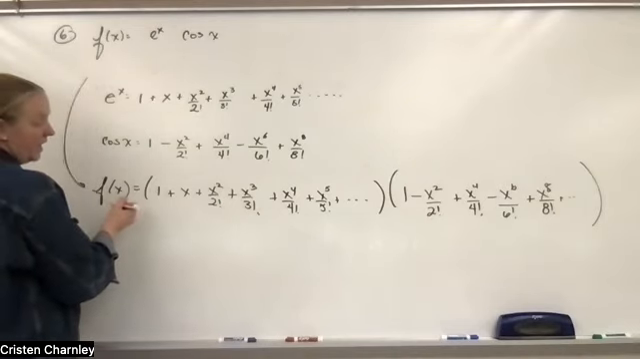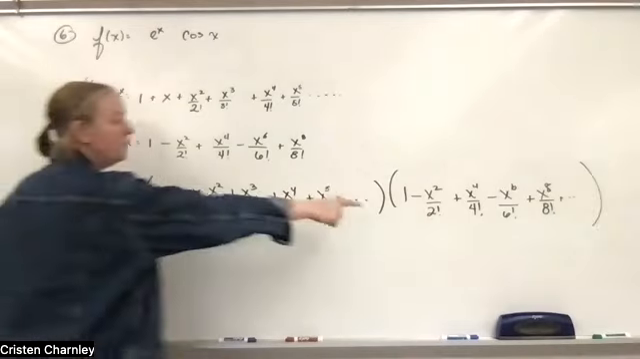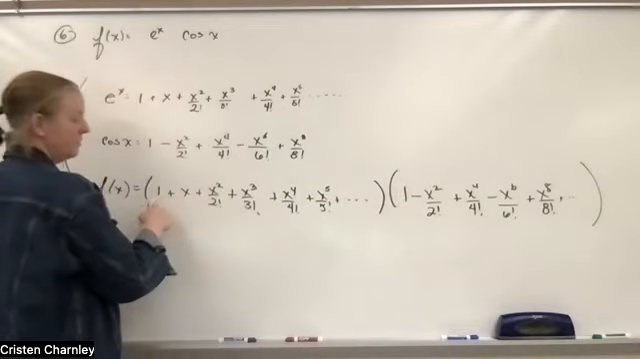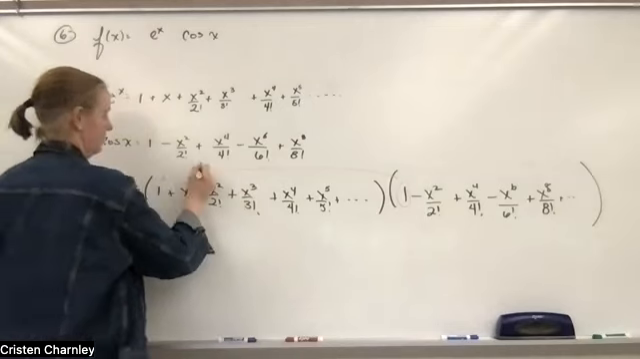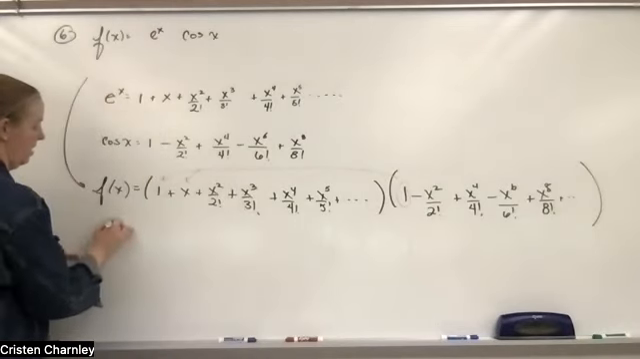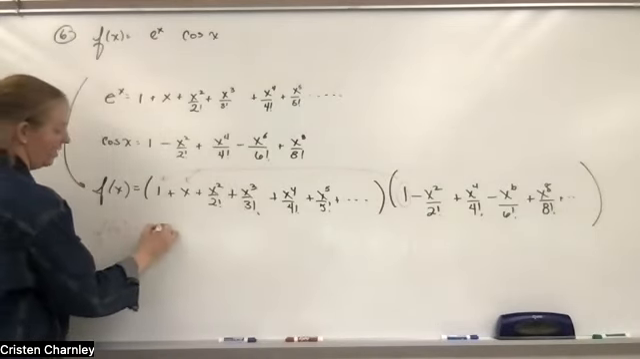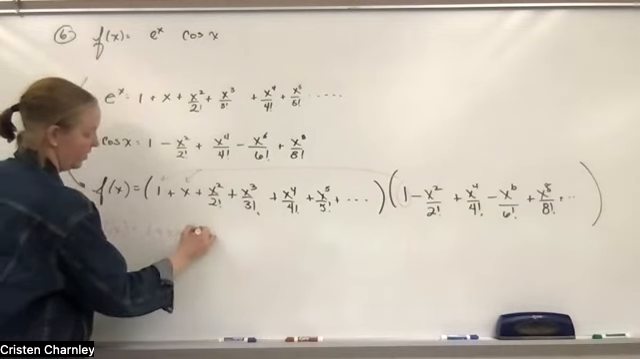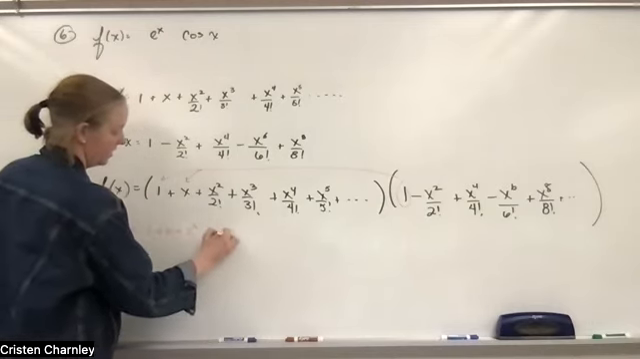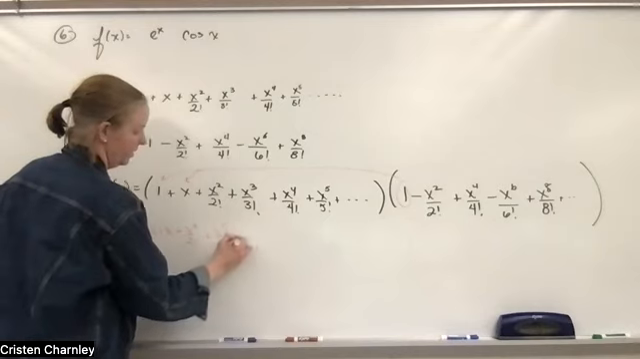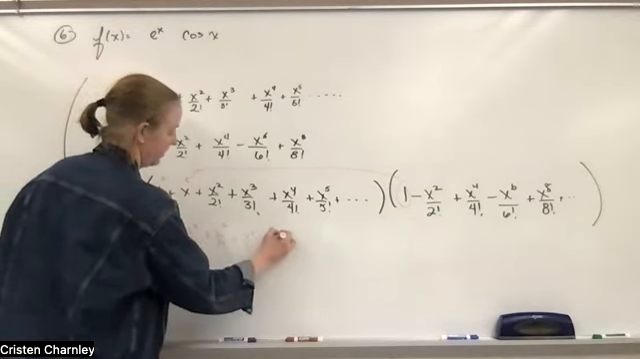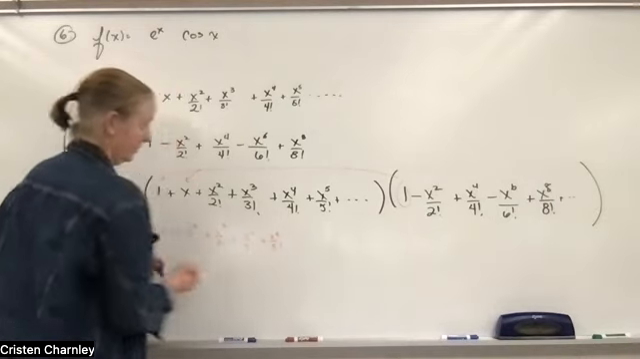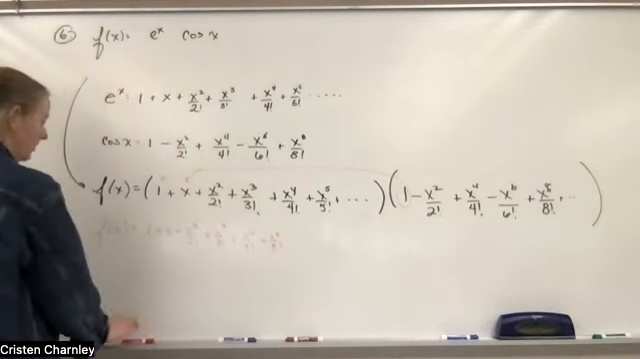I'm going to multiply these higher exponents by each of these. So I'm going to take 1 and distribute it through. So I have 1 plus x squared over 2 factorial plus x to the third over 3 factorial plus x to the fourth over 4 factorial plus x to the fifth over 5 factorial. Okay, I've distributed 1.